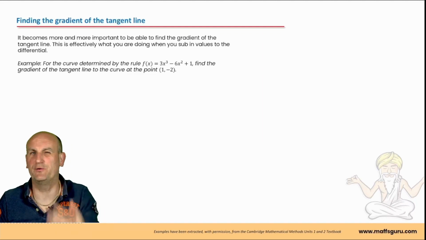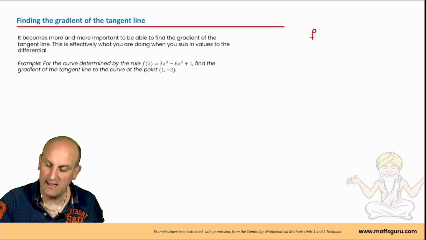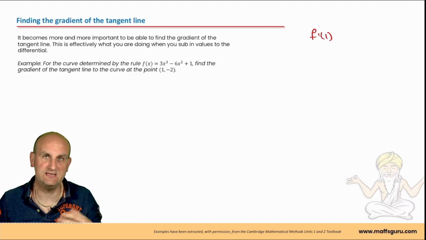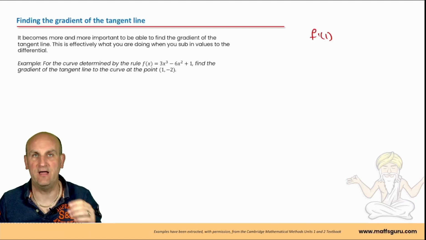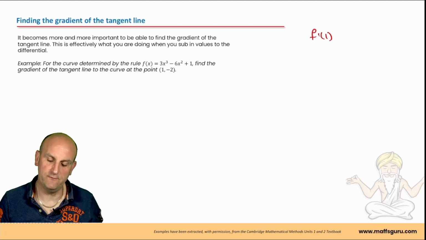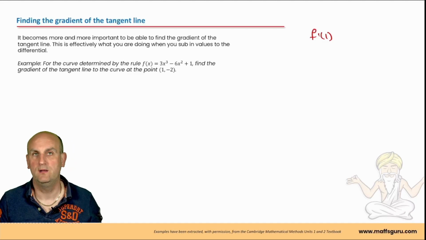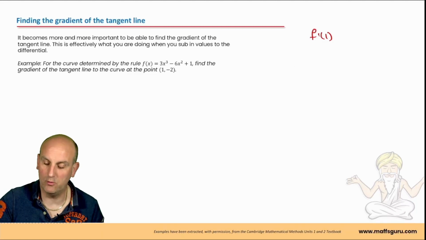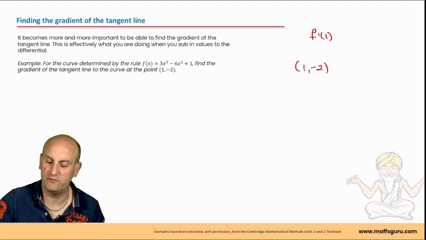All right, so I've already talked a moment ago that when we had f dashed of 1, we were finding the gradient of the tangent of the line at that particular value when x was equal to 1. Right? So for the curve determined by the rule, we've just had that one, find the gradient of the tangent to the curve at the point 1, negative 2. Well, when I look at a coordinate, they're always giving me a value. So when I got 1, negative 2, that's an x value and a y value.